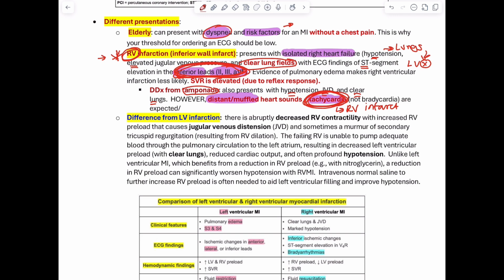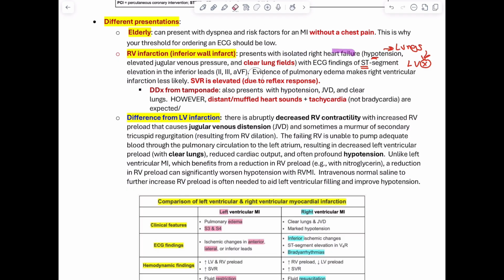That's why I'm circling tachycardia, because tamponade is going to have tachycardia. Super random, but you need to know it, because honestly, if you're not aware that this exists, seeing a right ventricular infarct, you might just think that it's tamponade and you miss the whole thing. Okay.